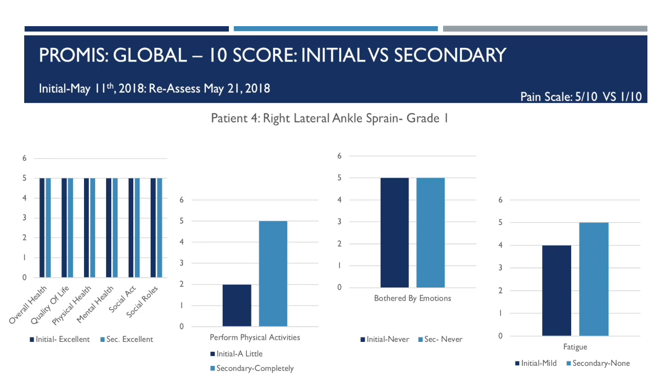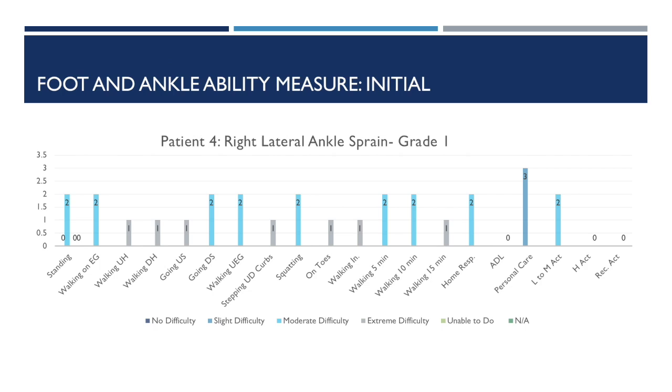He was initially evaluated on May 11th and reassessed on May 21st of 2018. Two things to consider here are his pain scale in addition to his performance of physical activities. Over the course of the 10 days of treatment, his pain scale decreased from a level 5 to a level 1. Additionally, his performance of physical activities increased from a level 2 to a level 5.